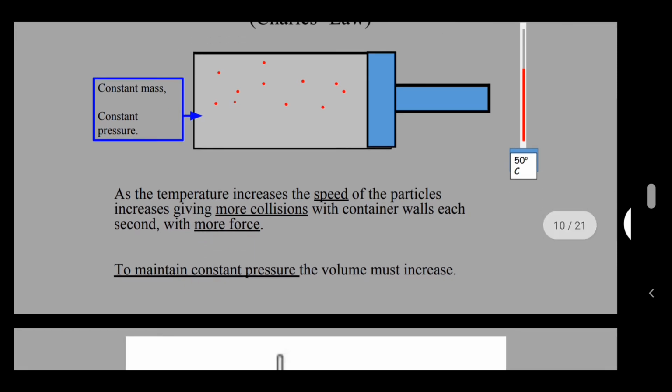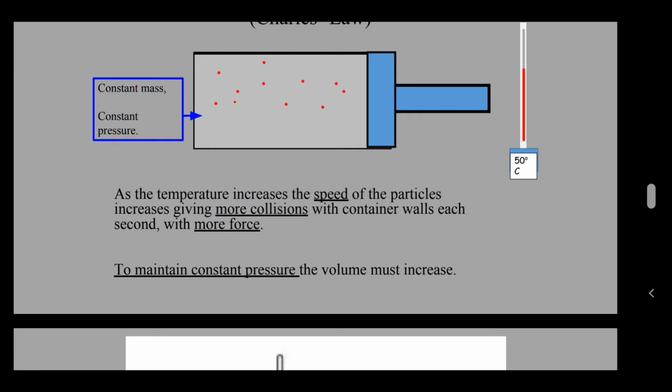So as the temperature increases, the speed of the particles increases, giving more collisions with the container walls each second with more force. To maintain constant pressure, I can't repeat that enough, constant pressure, the volume must increase. Very straightforward when we think like that.